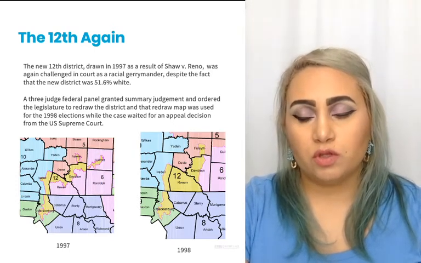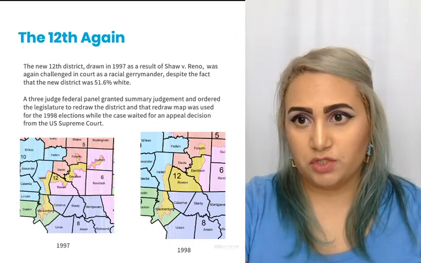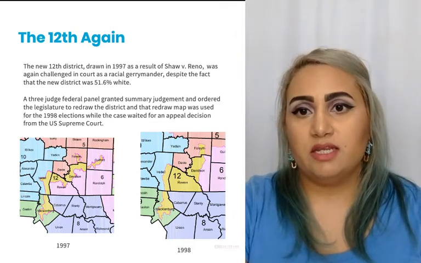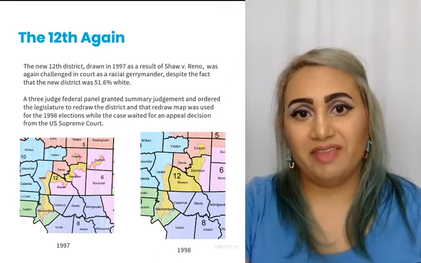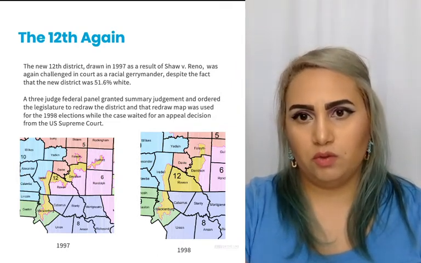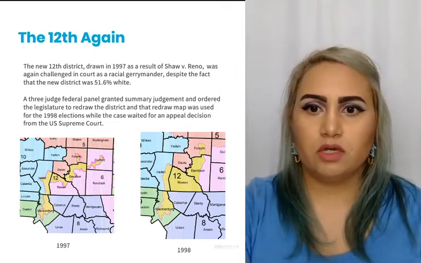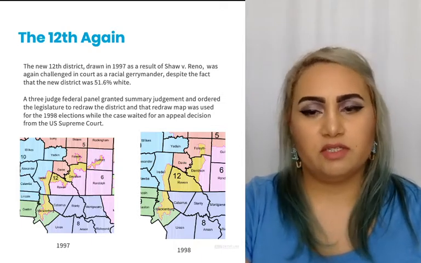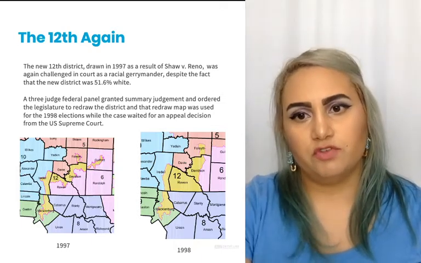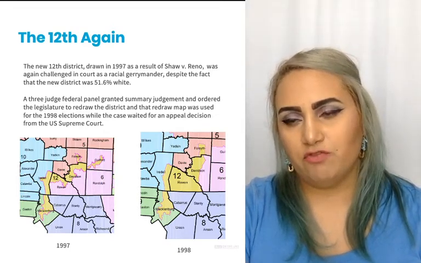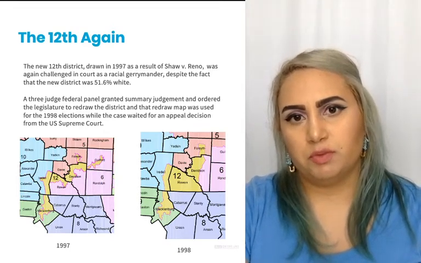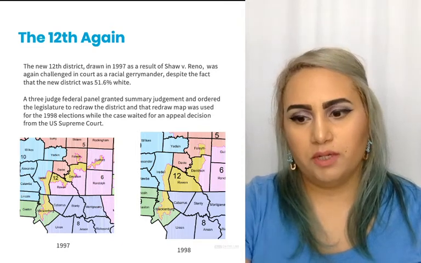And so the legislature redrew that 12th district again, and that map was used for the 1998 elections while the case was still on appeal to the Supreme Court. So here you can see on the left, this is the 1997 version that was drawn after Shaw versus Reno, and then on the right is the 1998 version that they drew in response to this federal court ruling.